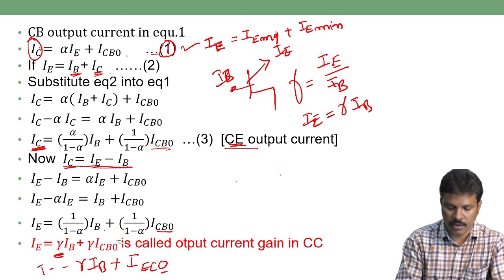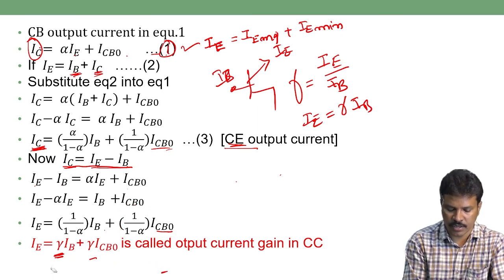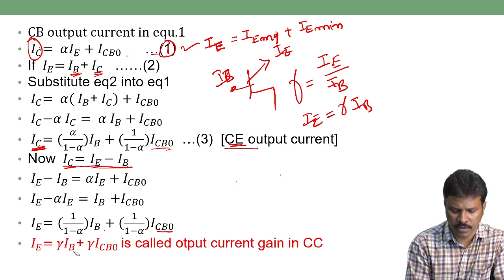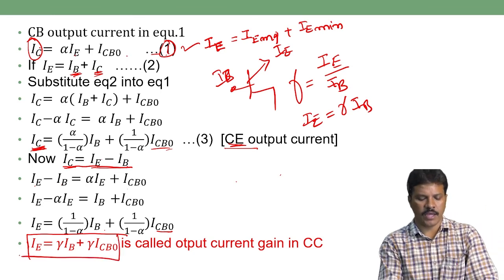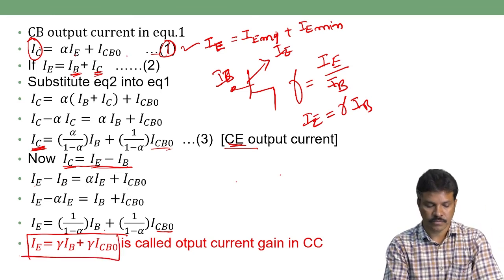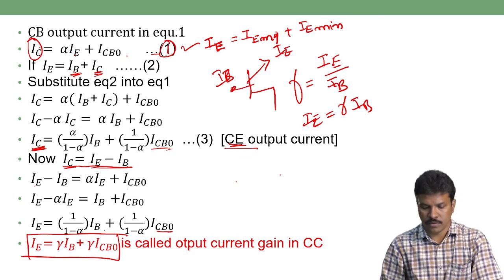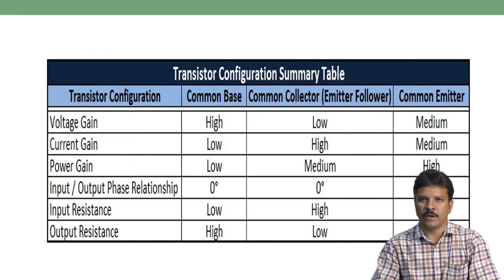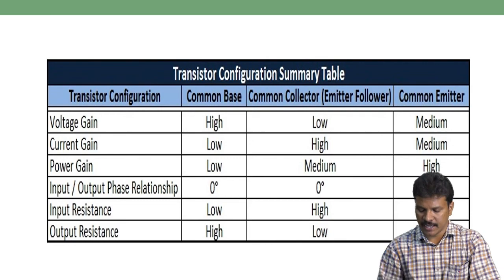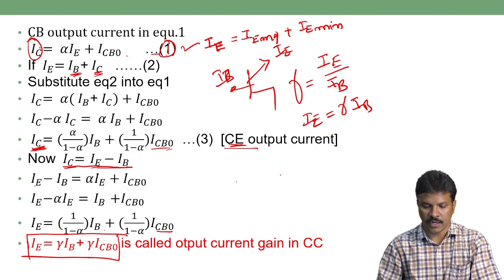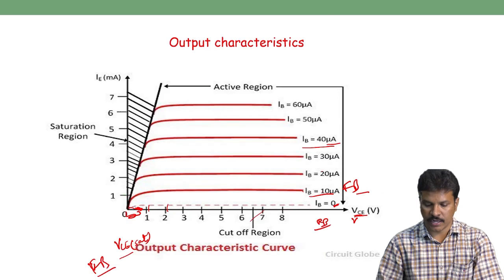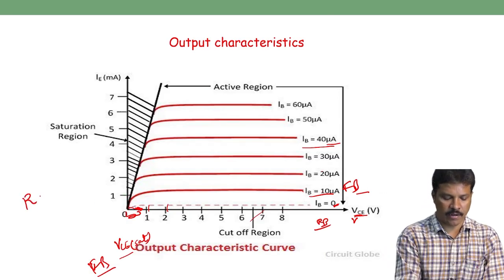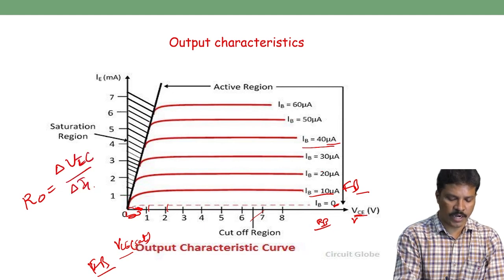This is the common collector configuration output equation: IE is equal to gamma IB, gamma IC B0. So when we see this comparison table between three configurations, before comparison, I would like to say how to measure the output impedance. R0 is equal to change in output voltage VEC by change in output current IE.